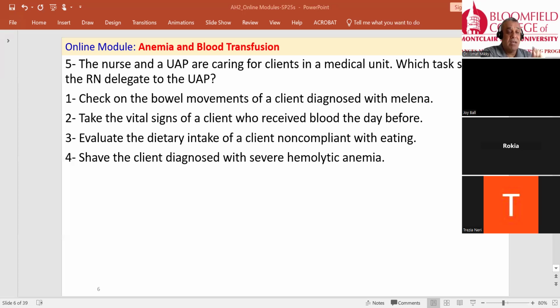Number 3 is an evaluation task. That's the nurse's responsibility to evaluate. The nurse or RN should know what the client eats, so that is part of the evaluation. That's nursing, that's the RN. And the last one is a client diagnosed with severe hemolytic anemia.